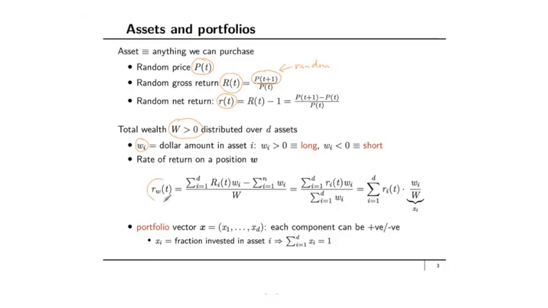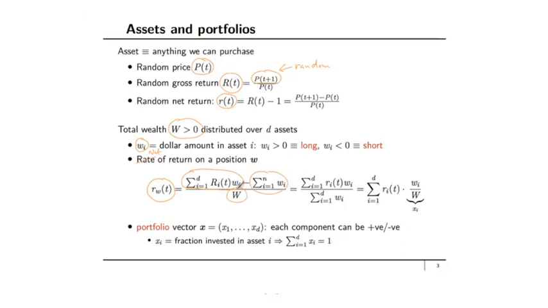R_W will be the net rate of return or net return on the position W. By position, I mean the wealths in the various assets. So what is the definition? It's simply the total value of this one time step later, which is the gross returns on each of the assets times the amount of money that was put into those assets, minus the initial wealth, which is the sum of the W_i's, divided by the initial wealth, which is capital W.